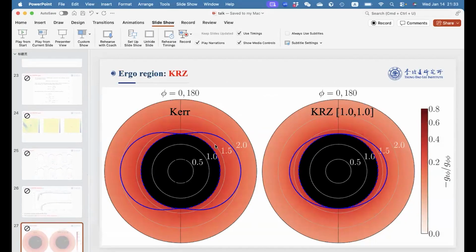For the ergoregion, I think I should have it here. From Kerr to this extremum KRZ case, this is g_tt, or g_55, at phi equal to 0. We see the ergoregion goes much closer, but the frequency itself increases a lot. I think this also comes from the fact that you don't really change the a0, and a1 has this positive and negative sign. Overall the frequency increases, but the ergoregion decreases compared to Kerr. Okay, thank you for the answer.